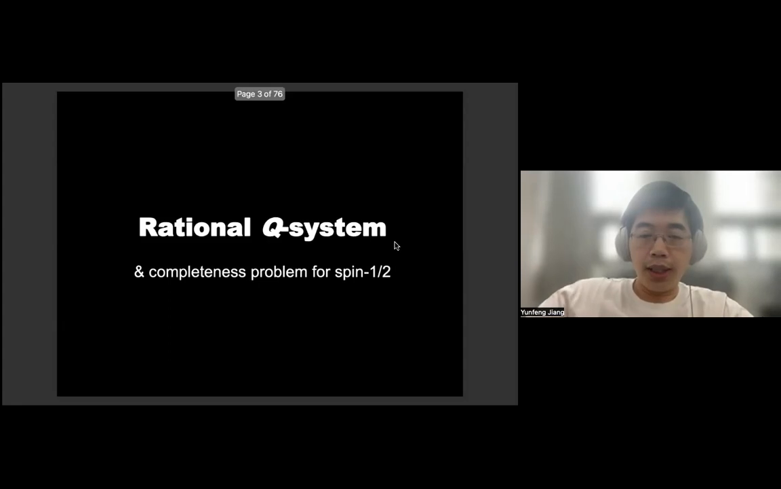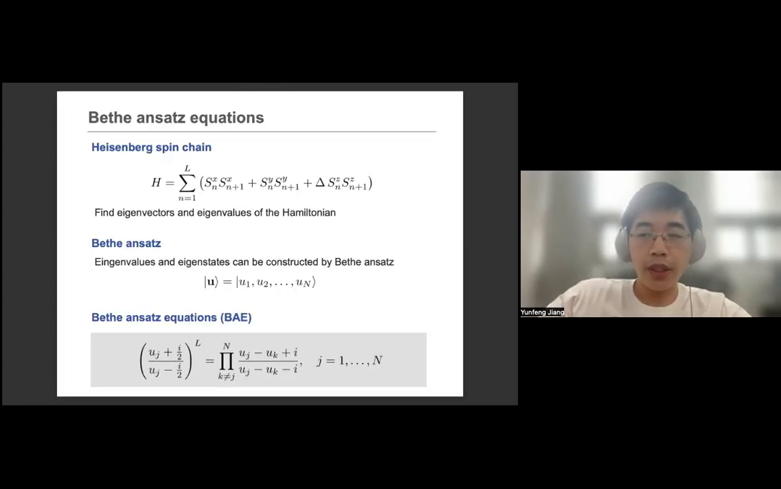In the first part, I'm going to first explain what is the rational Q system and also explain its relation to the completeness problem for the Bethe ansatz of Heisenberg spin chain. This will mainly be about spin half, because after this rather detailed explanation for the spin half situation, we can better appreciate what is new and what has been done in the spin S case. So let me get started.